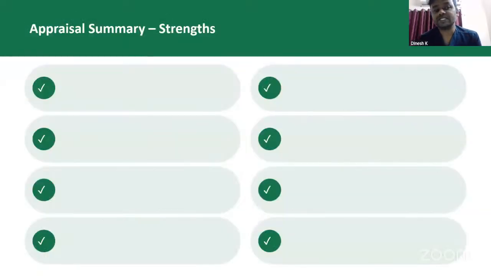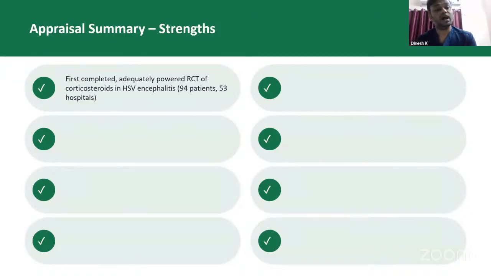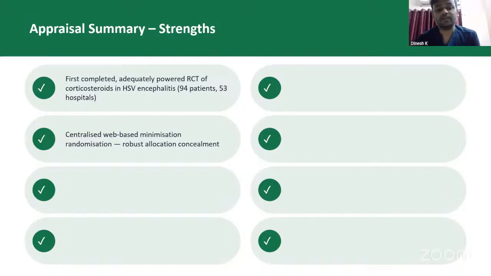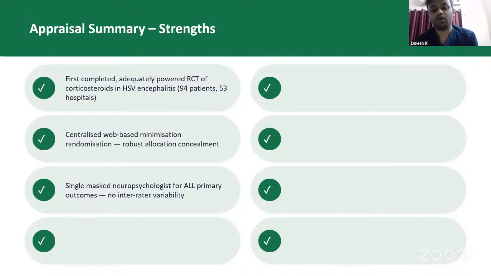So we will come to the appraisal summary regarding the strength of this trial. This also we have discussed for the rare disease. It was the first completed adequately powered RCT, and the randomization: they used minimization randomization with robust allocation concealment, and the neuropsychologists were masked for the primary outcome, and they used a modified intention to treat analysis. Also, the pre-specified sensitivity analysis confirmed the same result as the modified intention to treat analysis.